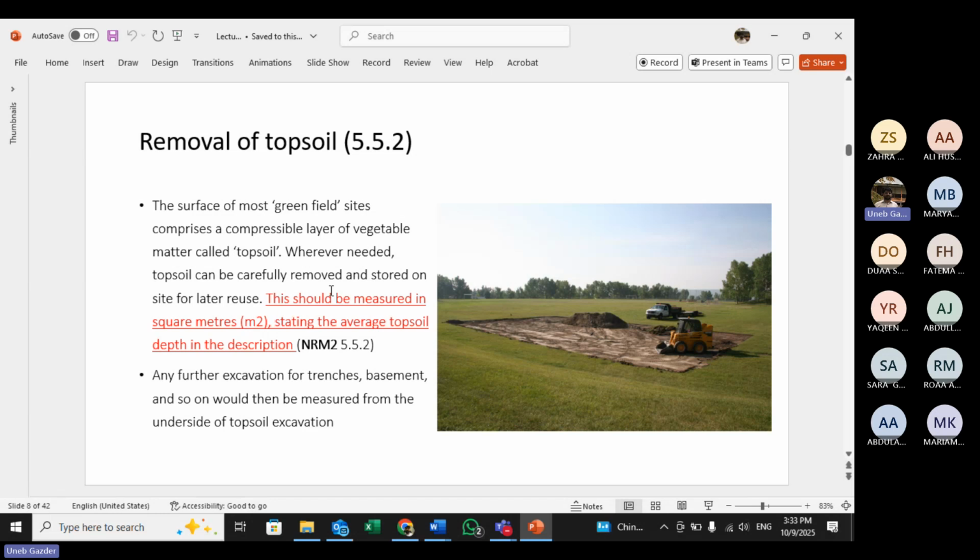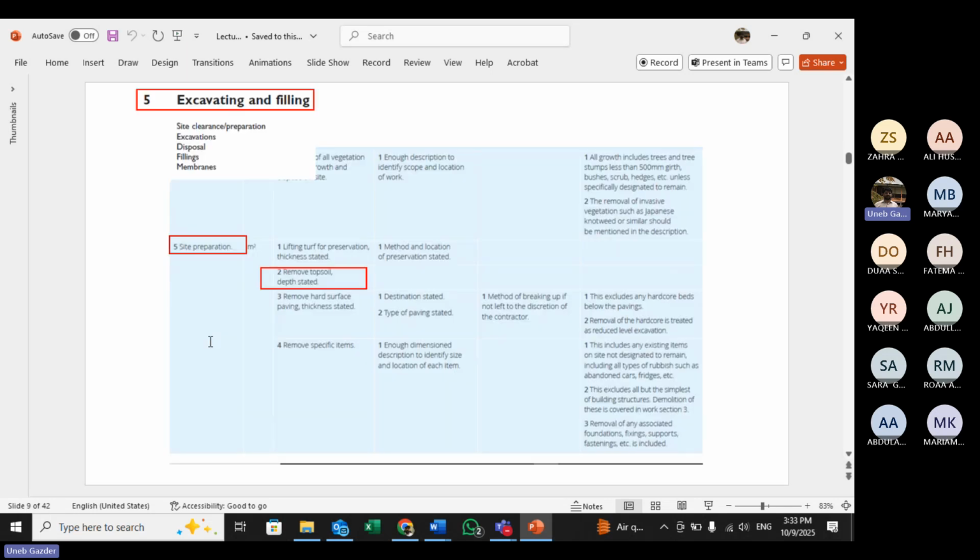The average topsoil depth is mentioned in the description. So we are trying to find out the area because the depth is usually mentioned in the description. We are not saying that we will keep it in square meters, but the thickness will be mentioned with the description, so you can multiply and later get cubic meters. So this is the section from NRM2 for topsoil removal.